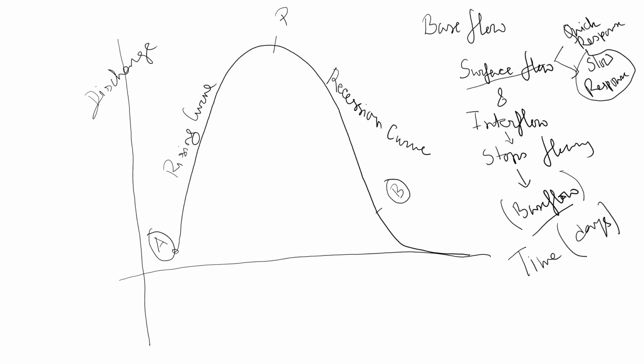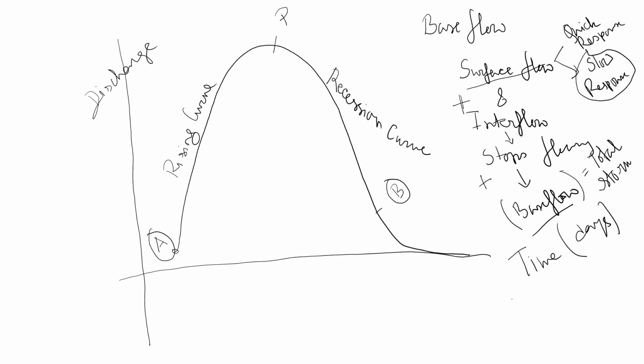and this surface flow plus interflow plus base flow is known as total storm flow, or we can also say this as total runoff. Okay.